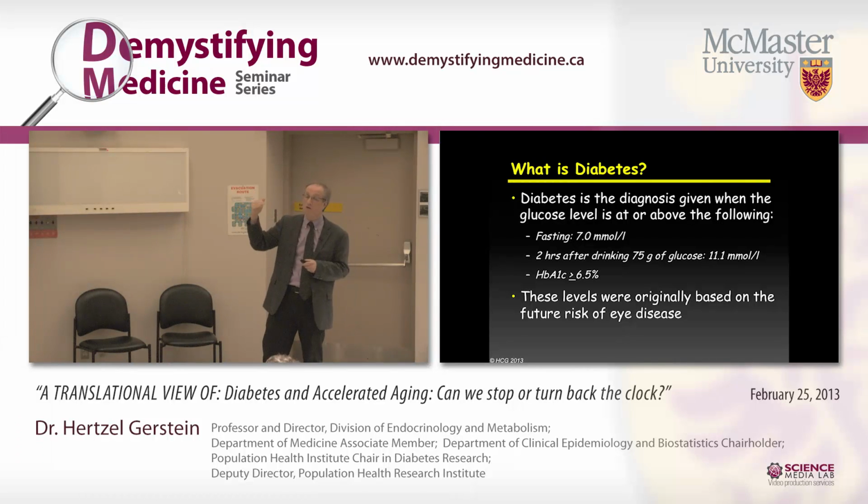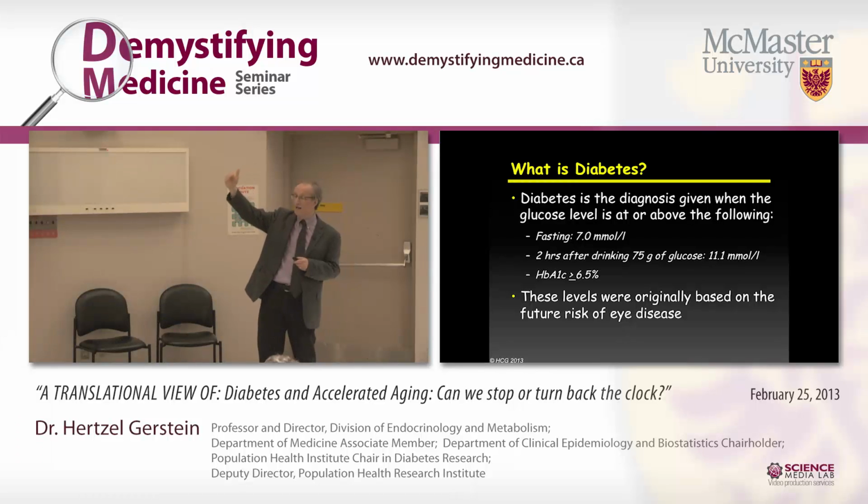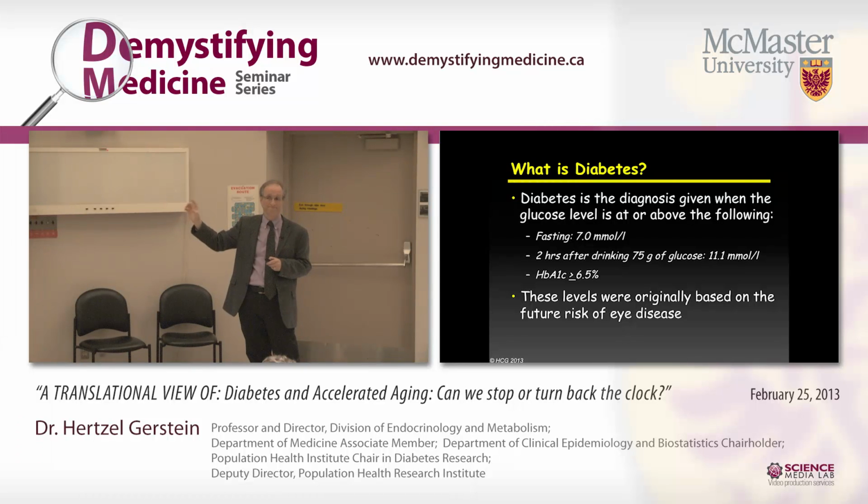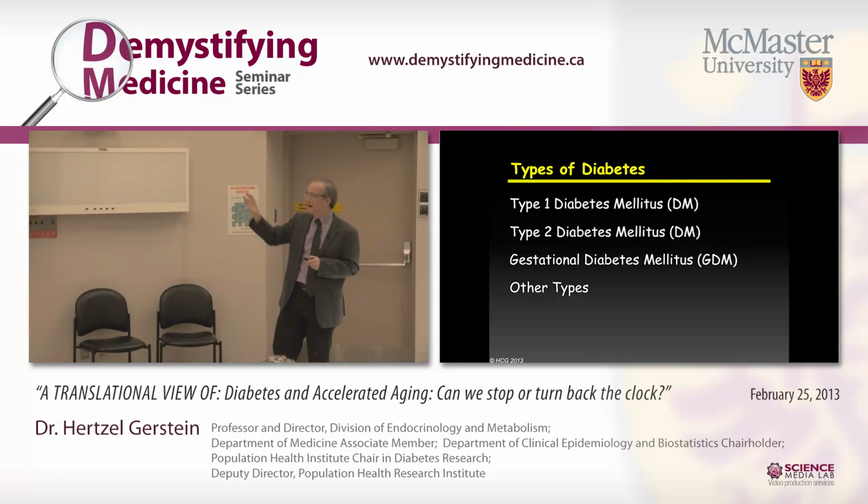But even lower glucose levels that are not called diabetes, but they're still high, increase the risk of many of the other things on the slide, such as heart disease and strokes and other things. So that's what diabetes is. And I already told you there are two main types of diabetes.